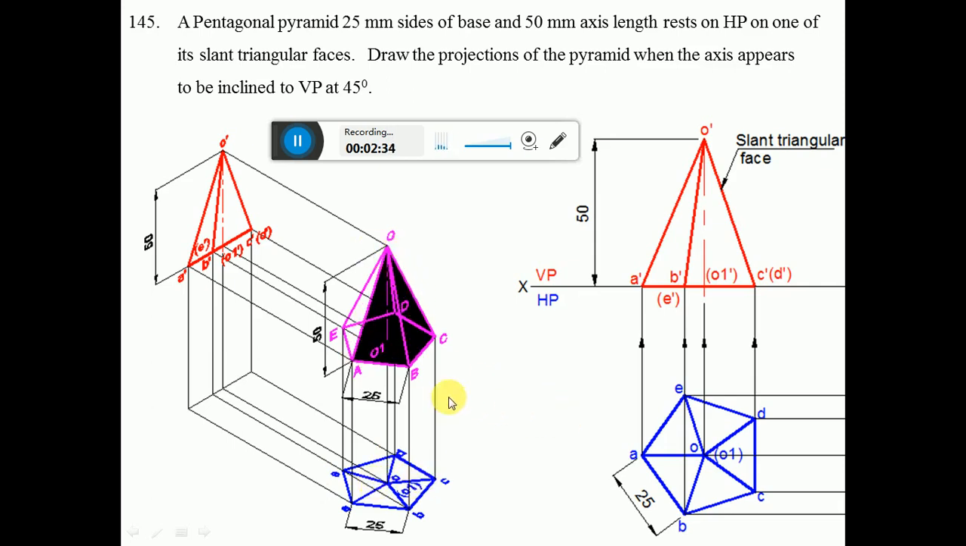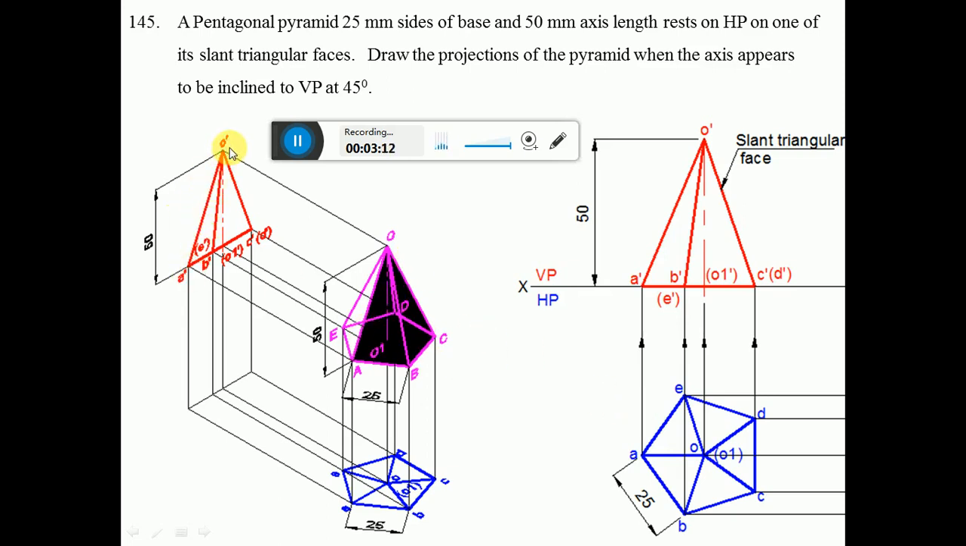When you look from the front view, ABC is near to the observer, so A dash, B dash, C dash is visible, and D and E are away from the observer, so D dash and E dash are invisible. Also, from the front view, we can see the height of the pyramid. The height of the pyramid is 50 mm, and that 50 mm is visible in the vertical plane, and O dash is visible in the front view. Since we have joined OA, OB, OC, OD, and OE, similarly we have to join O dash to A dash.